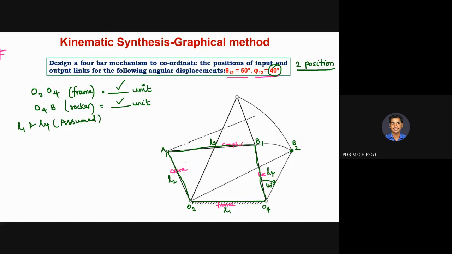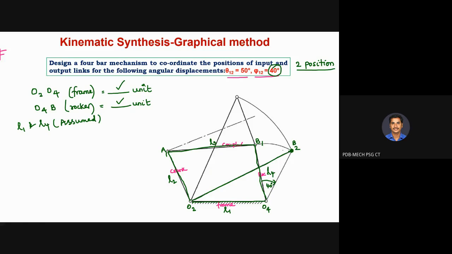The crank is rotated 50 degree, so that is not specified here. Okay. Because of the rotation of the crank from position 1 to position 2, namely 50 degree, because of that your rocker endpoint B1 is moving 40 degree clockwise so that you are reaching B2. Now you connect O2 and B2.